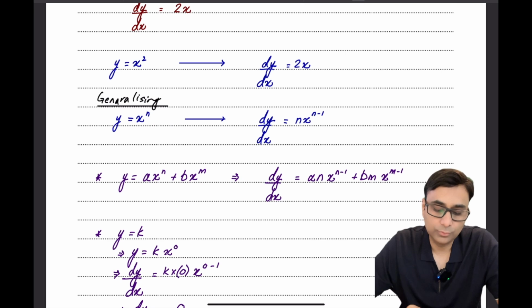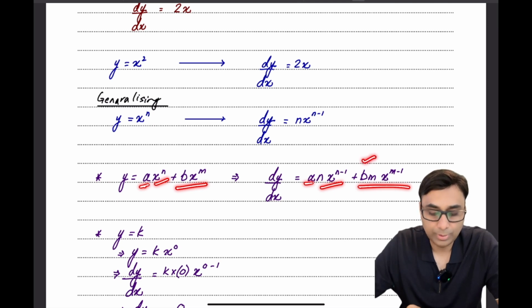And the other thing that I would want you to recognize is that if there's a constant multiplying, then that constant would be copied as it is, and just the variable part would be differentiated. So when I differentiate this particular equation, a is constant, that's copied as it is, and x to the power n differentiates as n. I multiply the power and then reduce the power by 1, so x to the power n minus 1. Similarly, b x to the power m differentiates to become b as it is, power m multiplies and the power of x reduces by 1, that is m minus 1.